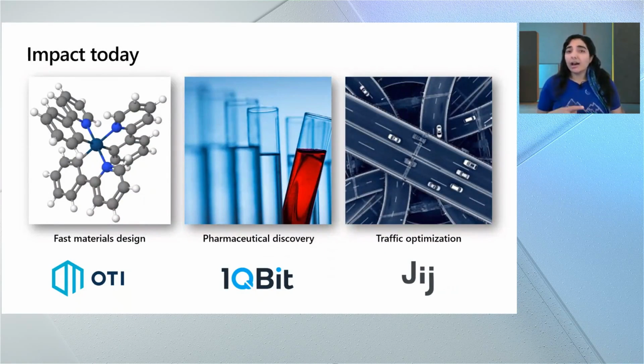So next, let's dive into how our partners OTI Lumionics, 1QBit, and JIJ are making use of our quantum-inspired solvers to achieve real impact today. OTI Lumionics are making breakthroughs in fast materials design, using QIO to successfully simulate the quantum process that causes light emission in a material that is used in OLEDs. 1QBit is currently using these same QIO solvers to drive innovation in drug discovery and material science through advanced computation. And JIJ is using Azure Quantum to optimize traffic with their customer, Toyota Tsusho.